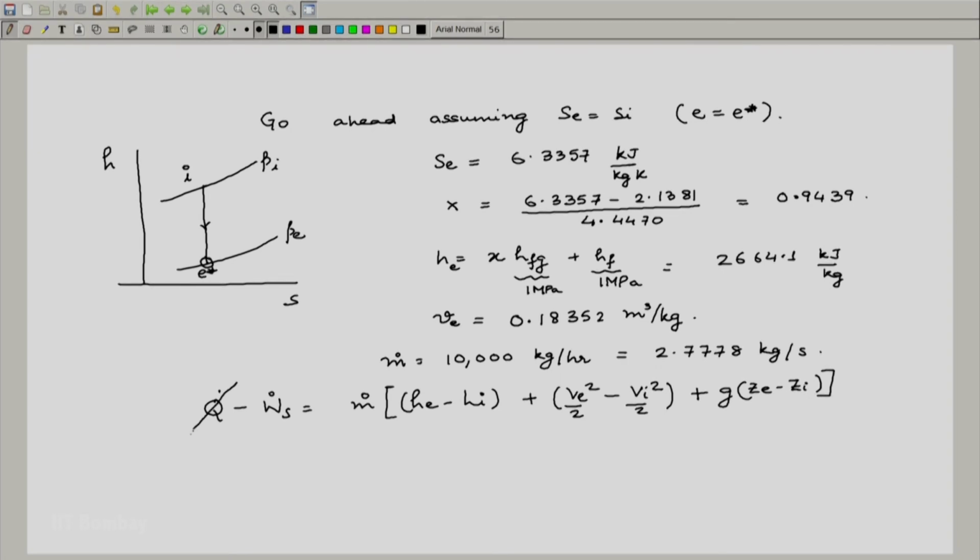We realize that we have assumed this is adiabatic, so this is 0. This is a nozzle, no work is expected, this is 0, and nothing has been mentioned about the heights. It is a good assumption to go ahead and assume that this is 0. And in this calculation, we realize that we do not need the mass flow rate now, because all we get is He minus Hi should be equal to Vi squared by 2 minus Ve squared by 2.